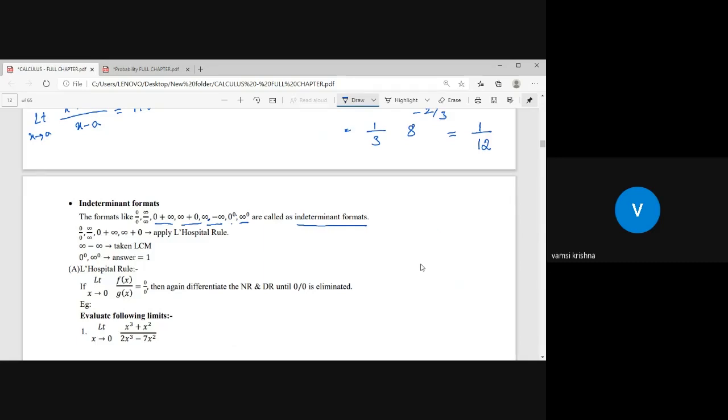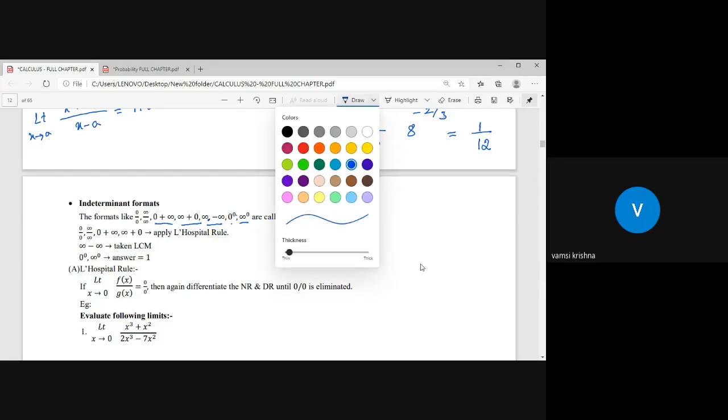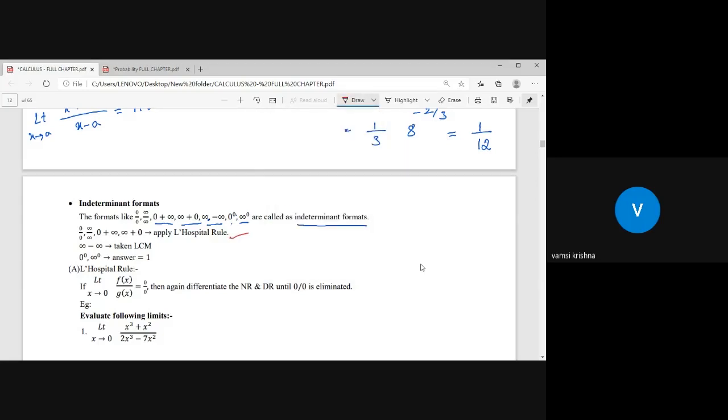If the given question is in indeterminate forms, then you need to apply the principle called L'Hospital's principle. It may be in 0 by 0 or infinity by infinity or 0 plus infinity or infinity plus 0. It may be in any form. You need to apply L'Hospital's principle. If it is a question like the infinity minus infinity model, then you cannot directly apply L'Hospital's principle.